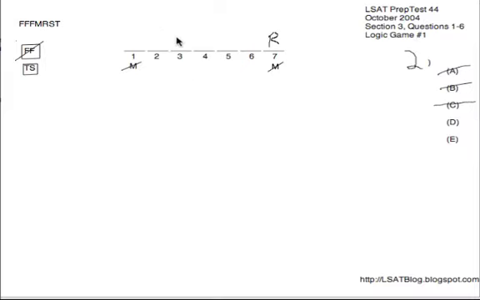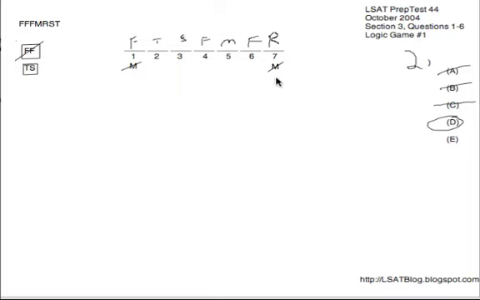Next, D, M on 5. If we put M on 5, we could have F on 6, and then we could also have F on 4 and F on 1. And then we could easily fit TS on 2 and 3. It works out fine. We comply with all the rules. For that reason, D is our answer.